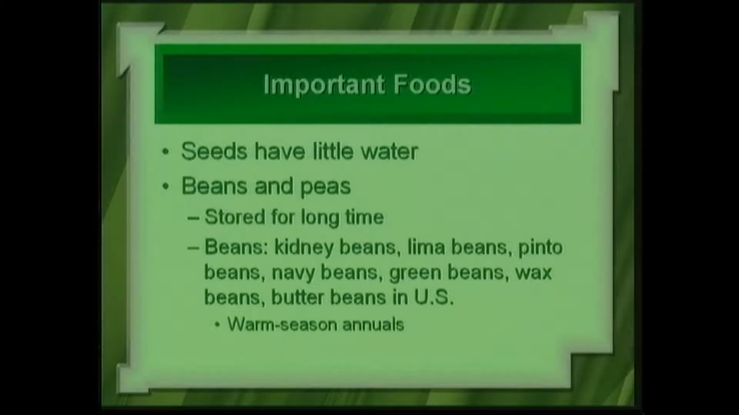These plants tend to grow in the warm season, and they tend to grow in cooler areas. So warm season annuals, they tend to have a life cycle similar to many of the cereals, where they just live for 1 year. They germinate, they grow, they flower, and they fruit, and then they die.